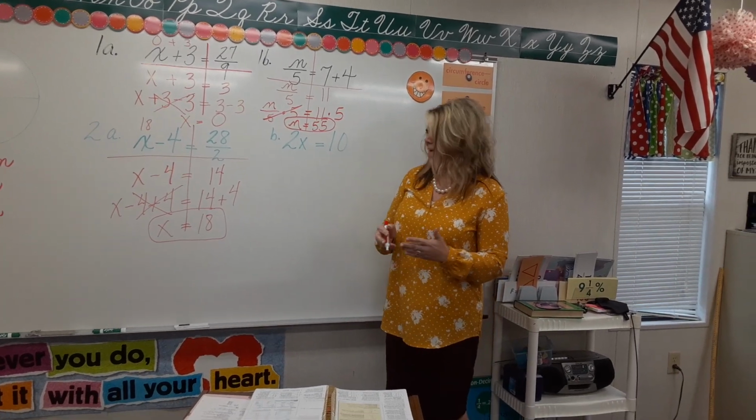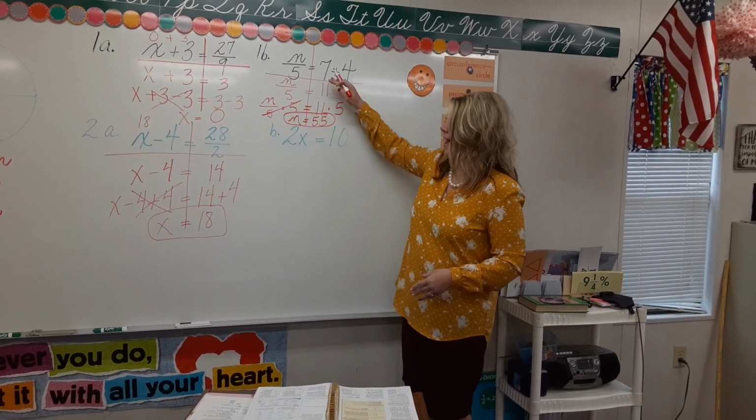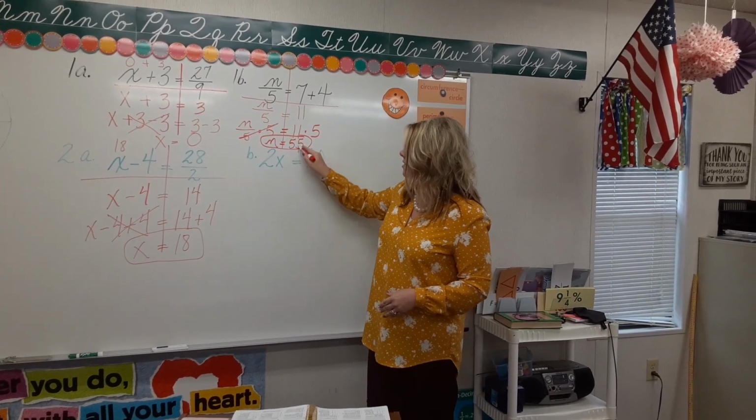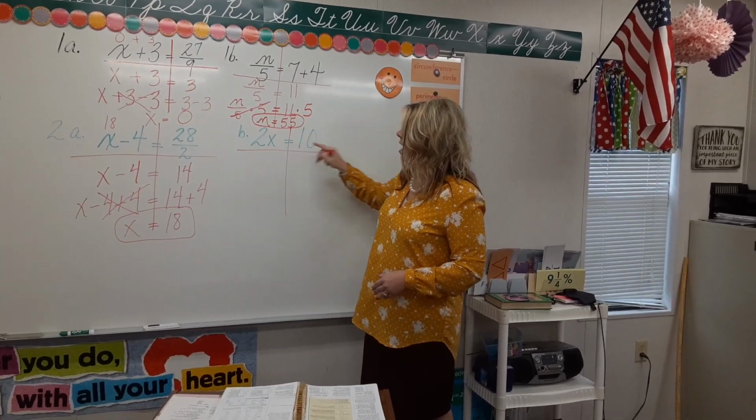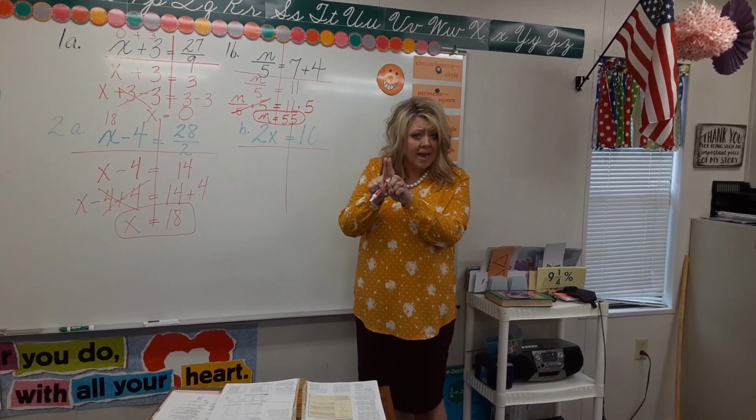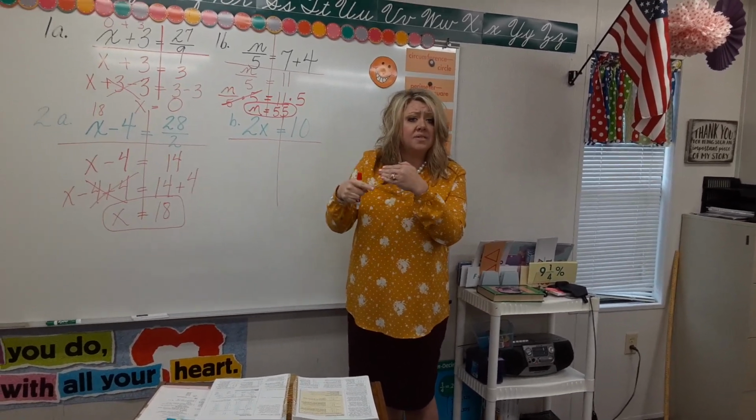Final one, 2x. This one doesn't really have anything we necessarily know how to do, like an addition problem or division. So we go straight to the next step. A number and a letter side by side indicate multiplication. We're going to do the opposite of multiplication.